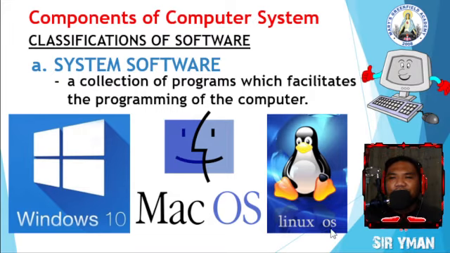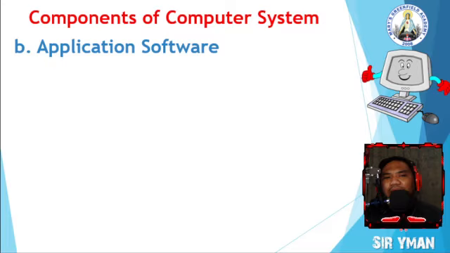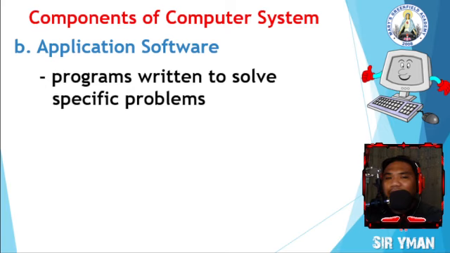Alright? Next classification, or the next type of software, is what we call the application software. Okay, so very common sa atin to, kasi we use these most of the time. So application software are programs written to solve specific problems. So yan ang kanyang definition sa ating module.